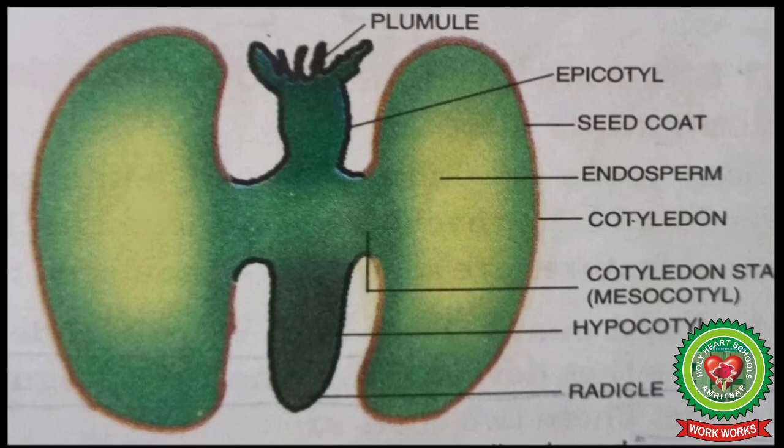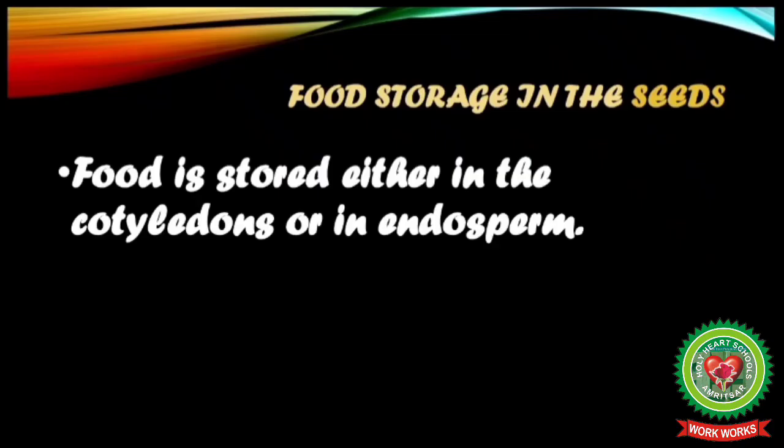attached. Next is hypocotyle. Hypocotyle is a part of the embryonic axis present in between mesocotyle and radicle, and the last term is radicle. A radicle is a part of the embryonic axis which gives rise to the root system, and it is present below hypocotyle.